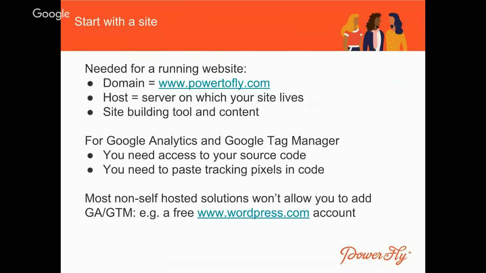So let's say you don't have a page and you want to create one, then you need to have three things in mind. If you're creating one, you need to have a domain. That's pretty much the address. In our case, that's www.powertofly.com. So that's the web address where people can go and see your page or site. Then you need a host. That's pretty much just a space on a server where your site lives. So where all your content, all your structure files and so on, formatting files, everything is there.